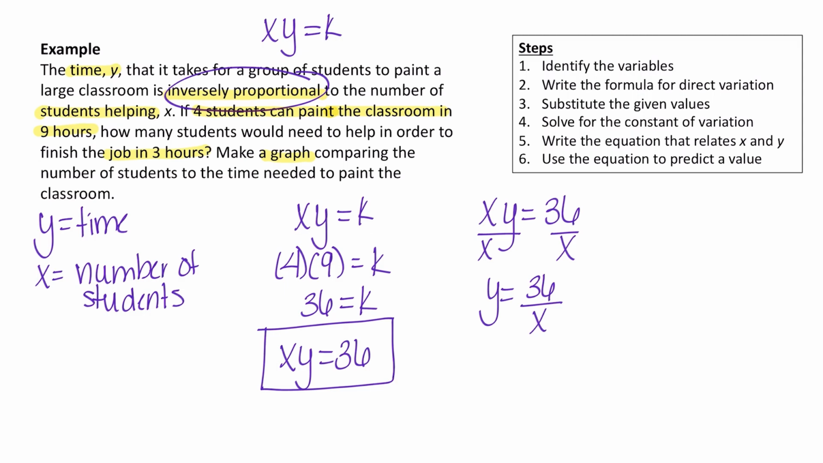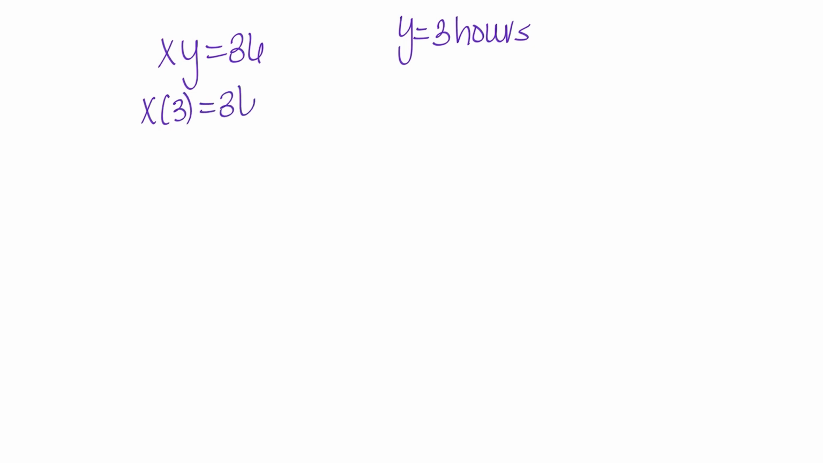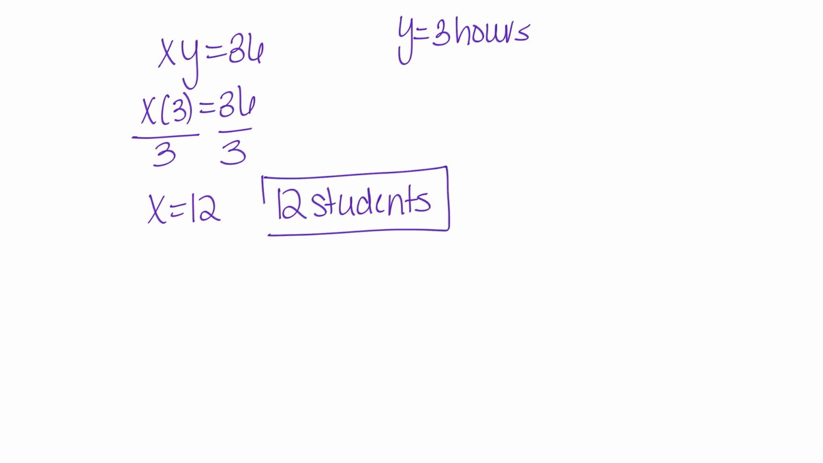So let's go back to our problem. So now it wants us to find how many students would need to help to complete the job in 3 hours. Okay, so let's use that equation. We have xy equals 36, and it tells us that y equals 3 hours. So we need to find the value of x. So we have x times 3 equals 36. If we divide both sides by 3, we get x equals 12. So we would need 12 students to finish the job in 3 hours.